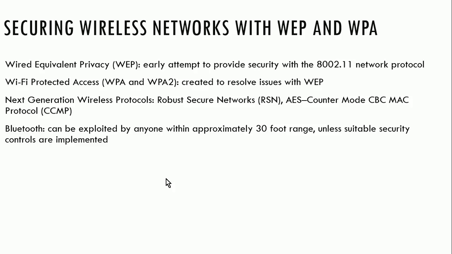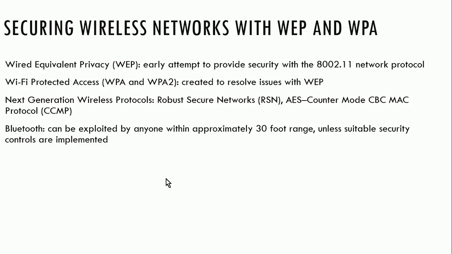There are some newer generations of standards and protocols for wireless encryption, like RSN, which are not commonplace yet. Bluetooth can also be exploited within a 30-foot range, which sounds like it's pretty small, but think about how many people could be within 30 feet of you. And there are some encryption protocols that can be used with Bluetooth as well.